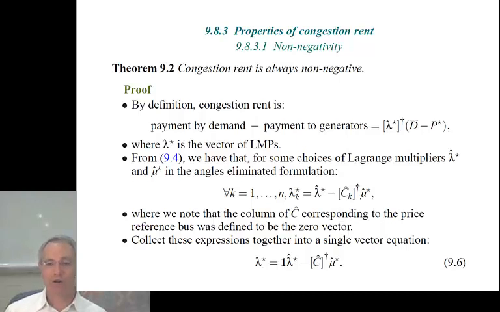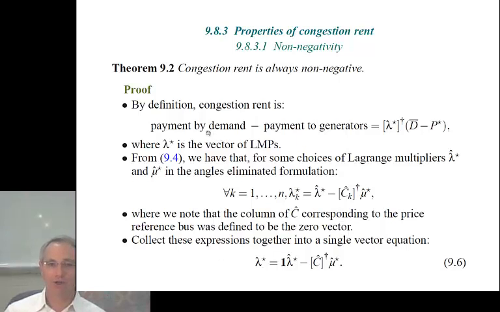Congestion rent, however, is either zero or non-negative. That's true also of congestion cost. It's pretty obvious for congestion cost because it's the increased cost of fuel. For the congestion rent, however, that needs a little bit of proof. So let's prove it, that congestion rent is always non-negative.